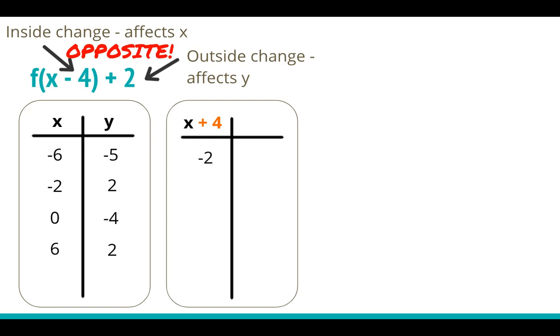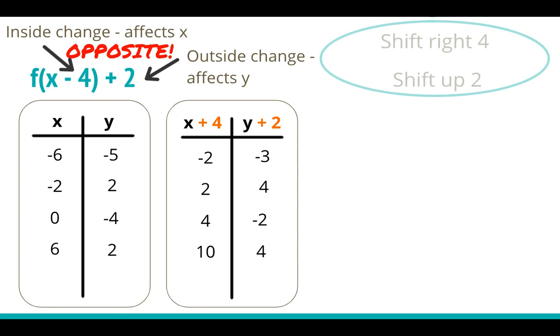So for our x values, we add 4 to -6 to get -2. Add 4 to -2 to get 2. Add 4 to 0 to get 4. And 6 plus 4 is 10. For the y values, our coordinate rule is y plus 2. So notice the x is the opposite, the y is the same, y plus 2. So -5 plus 2 is -3. 2 plus 2 is 4. -4 plus 2 is -2. And 2 plus 2 is 4.